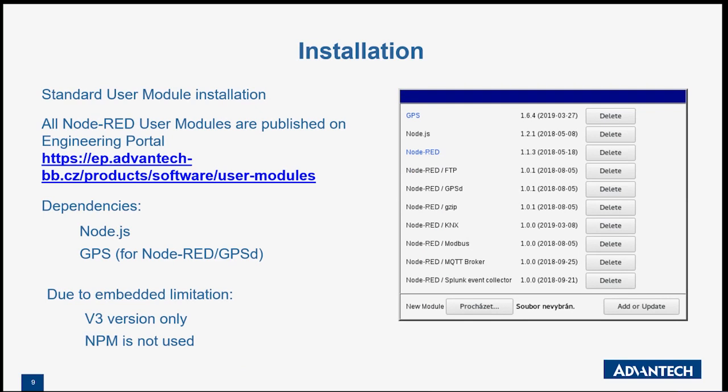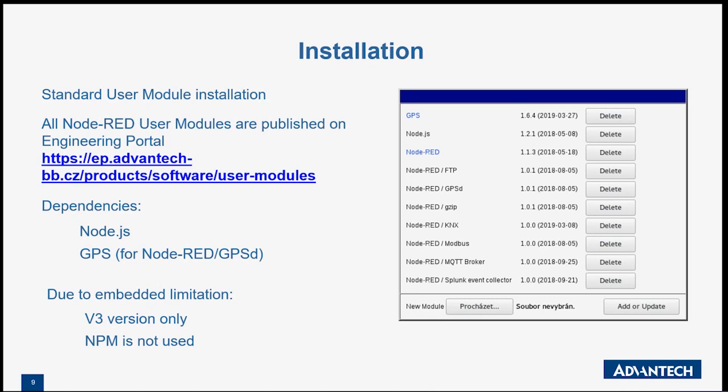Thanks, Richard. So as we explained last week with our cellular routers, we have these extra functionalities called user modules, which expand the software functionality of the modules, and Node-RED is one of them. So if you go on the link on the page here at our ep.advantech-bb.cz, that's our engineering portal from the Czech Republic, our Advantech office there, who actually designed and manufacture these routers. There's a plethora of user modules on there, including all the Node-RED ones you see on the right-hand side there.